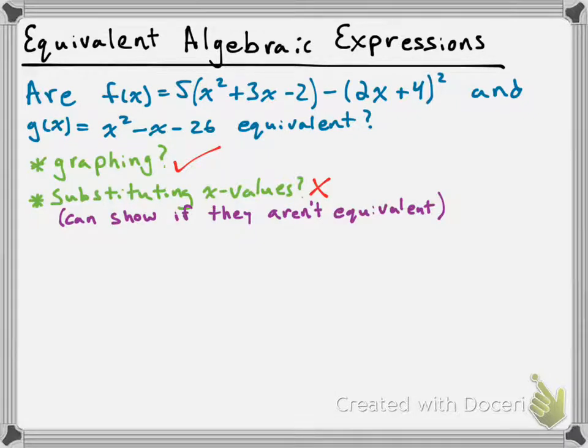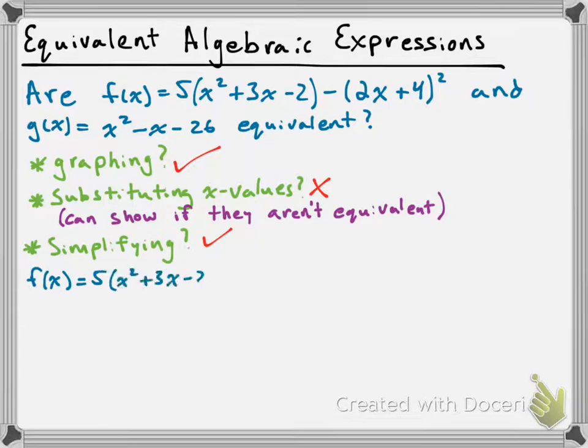So let's think of another way. Maybe we could try simplifying. Is simplifying going to work? Actually we can. We can simplify the equations and see if they give us exactly the same thing. Notice that f of x looks like it could be simplified or expanded, but it doesn't really look like we can do much with g of x. We could factor it, but that's the opposite of simplifying in this case. We want to leave it in fully expanded form. So we're going to start with f of x, expand it out and simplify, collect like terms, and see what we get.